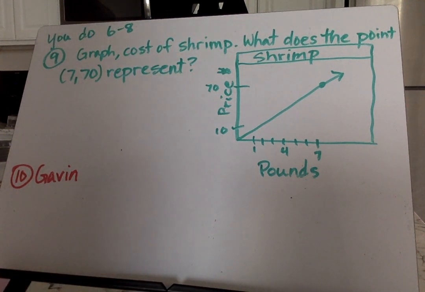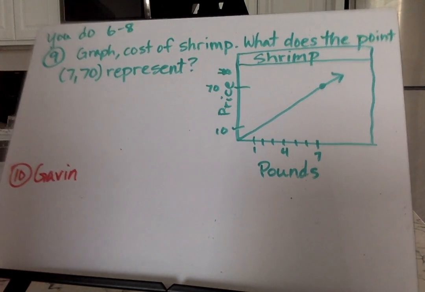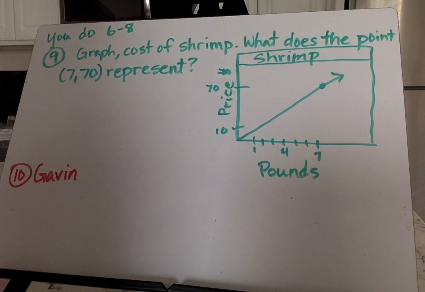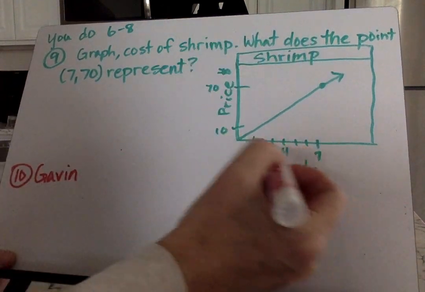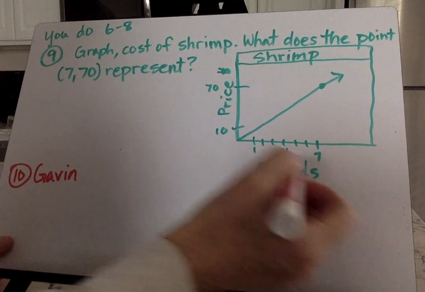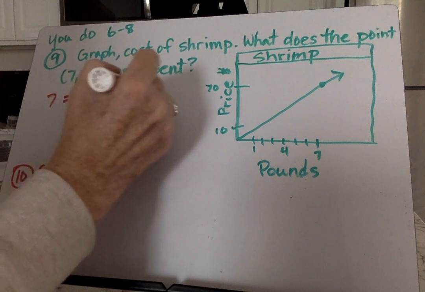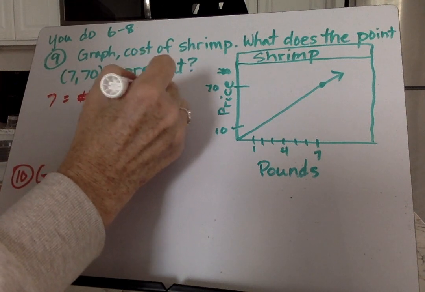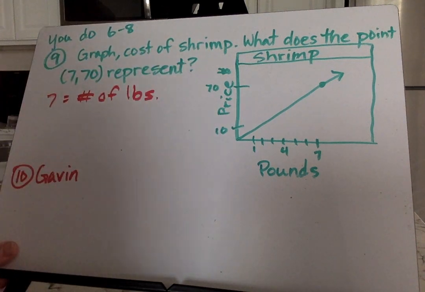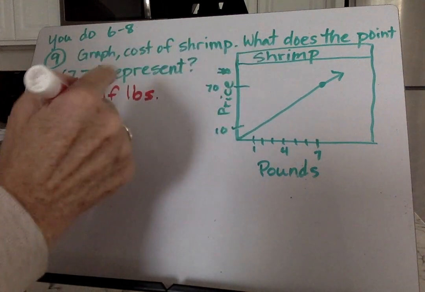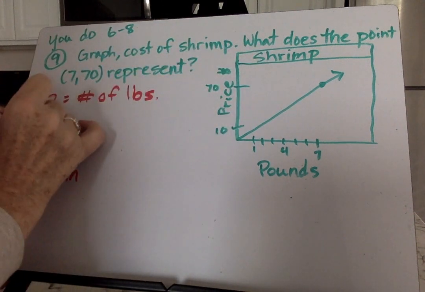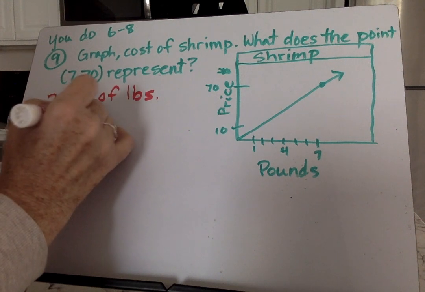Okay, graph. Here's the cost of some shrimp. Based on the graph, what does the point 7, 70 represent? Okay, so I look at my graph, 7, oh, it's the number of pounds. 7 equals number of pounds. You can either write out pounds or you can abbreviate it LBS. And 70 right here, 70 equals the cost of the shrimp.